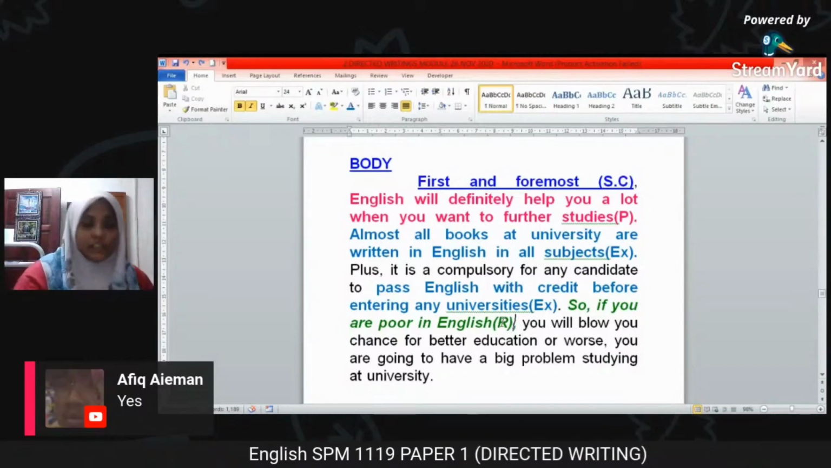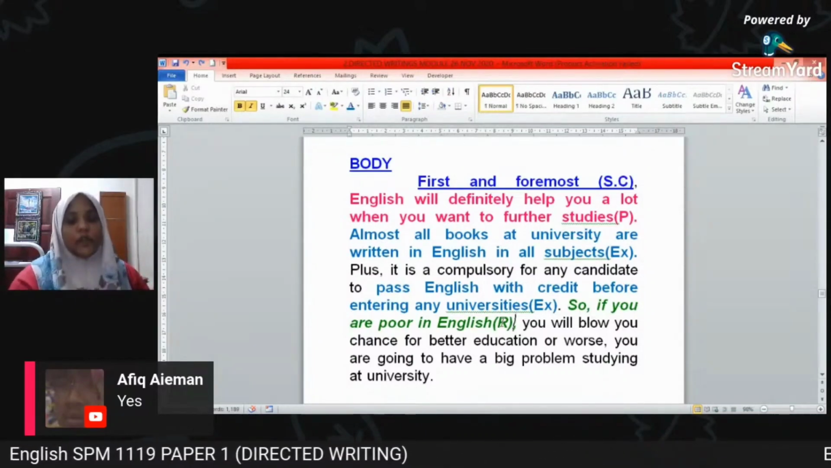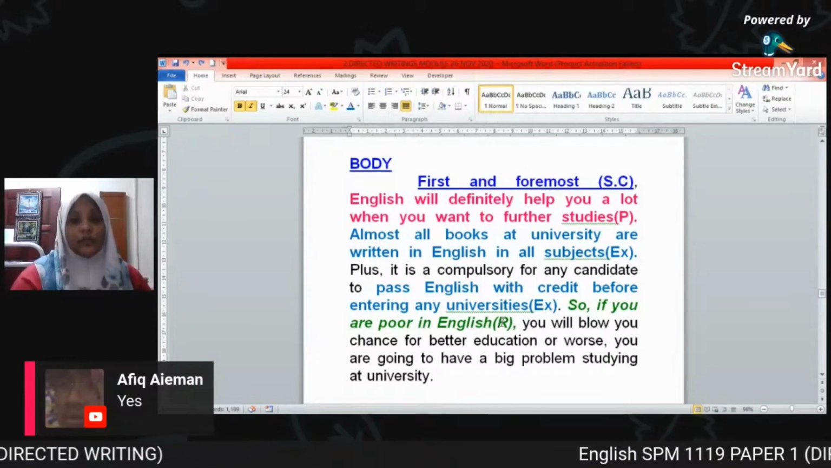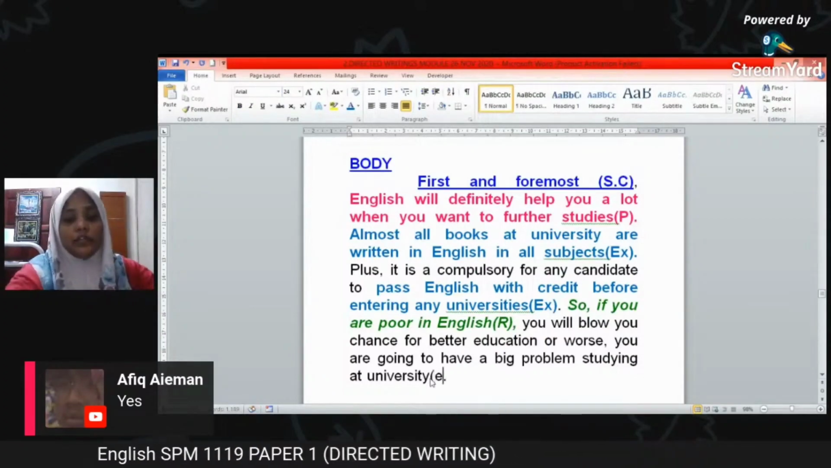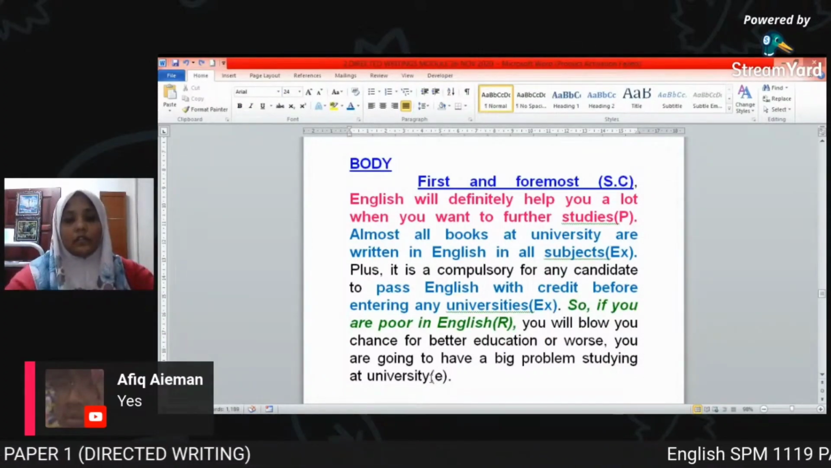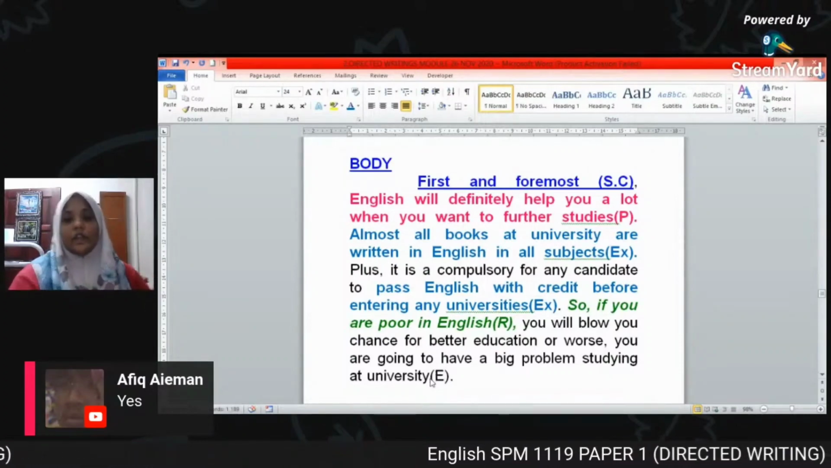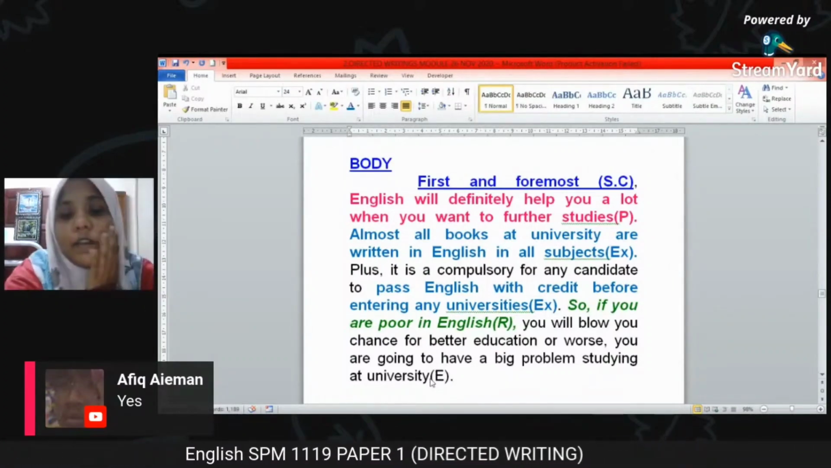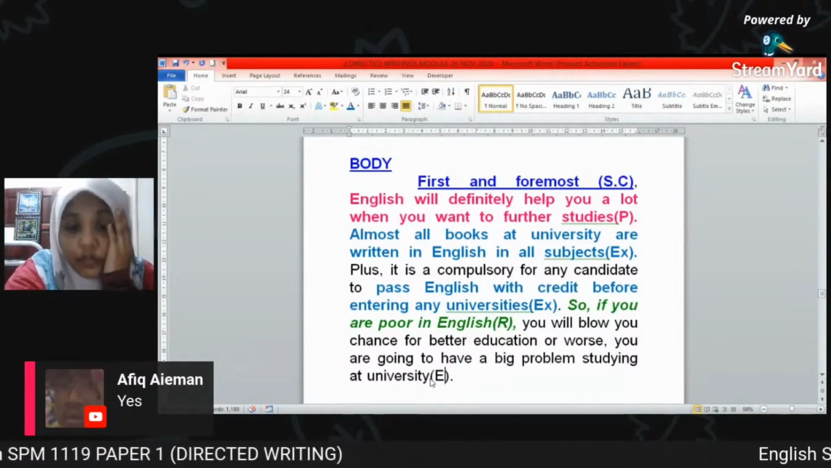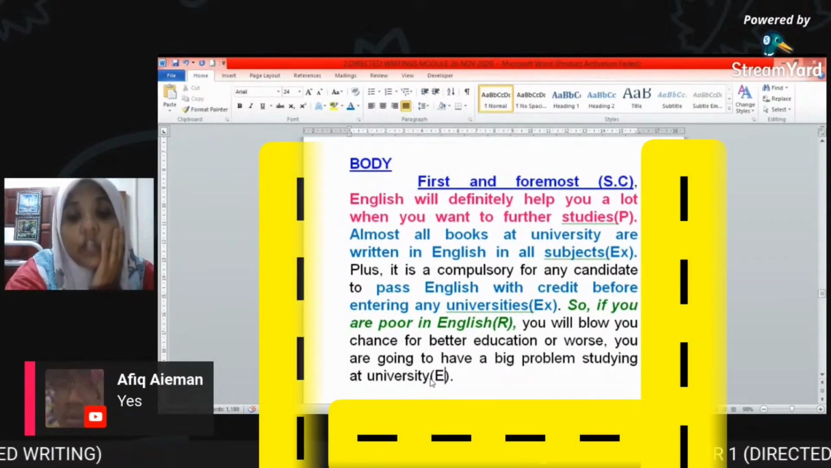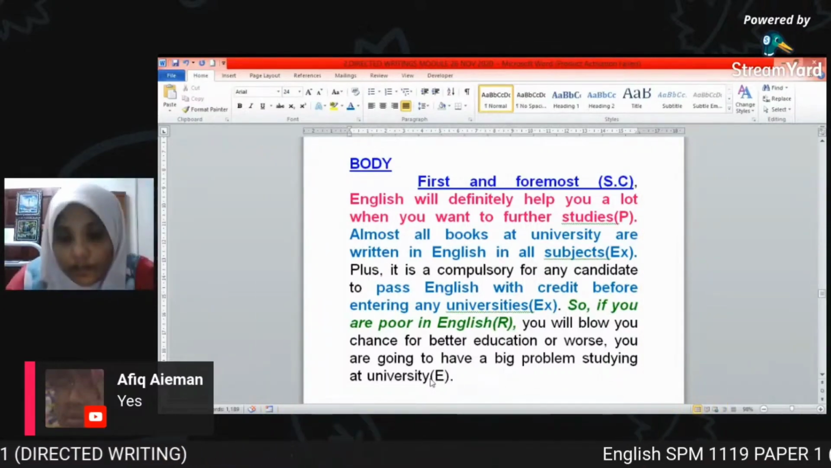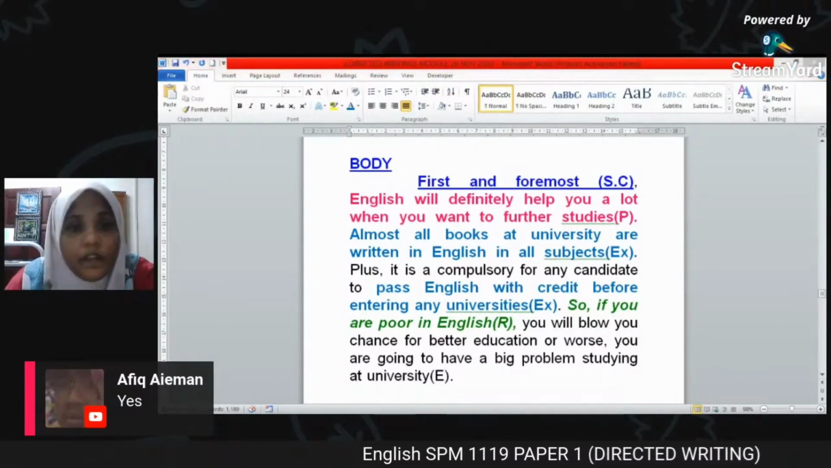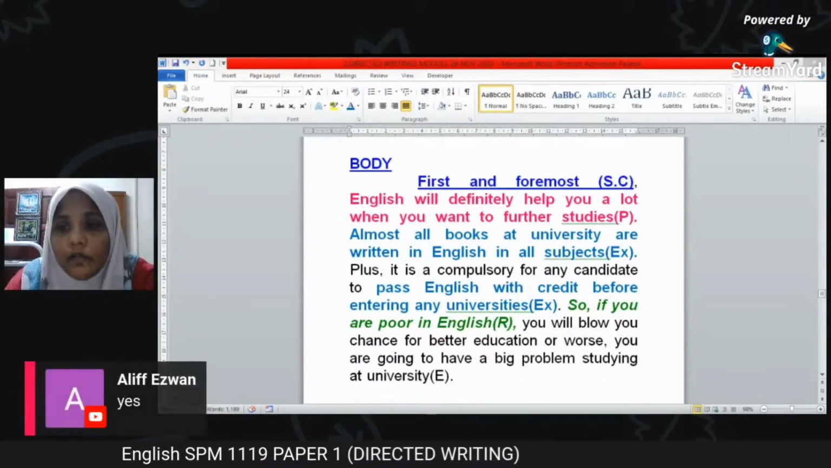If you're good, what happens? If you're not good, what happens? So, it's giving a what-if analysis: if you're good, if you're not good. If you're poor in English. Now, black color is elaboration. So if you're poor in English, you will blow your chance for better education, or worse, you are going to have a big problem studying at university. So can you see? This is how you organize your ideas. All right. So far, so good. Are you with me?